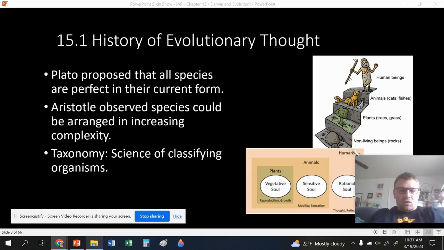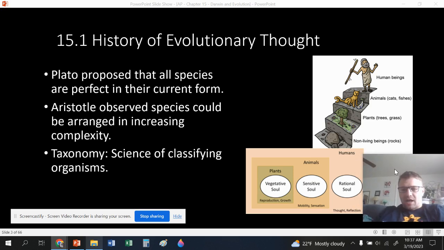Just before we get into this section, there's a lot of stuff here that you really don't need to memorize, but I just like to take you through it. It's the history of evolutionary thought, because it wasn't that Darwin was the first. He was just the most correct.